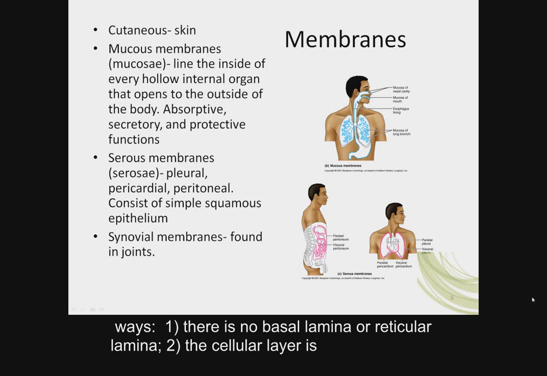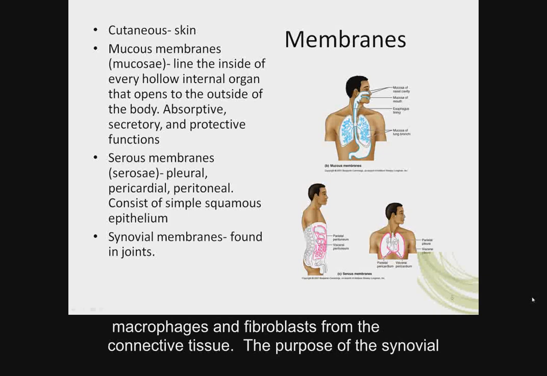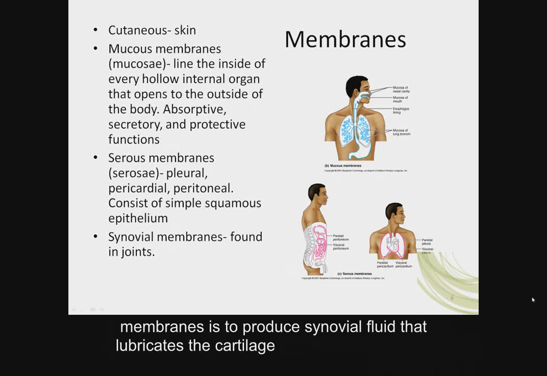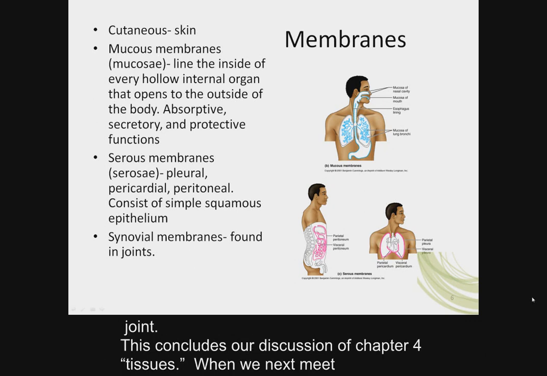1. There is no basal lamina or reticular lamina. 2. The cellular layer is incomplete with gaps between cells. 3. The, quote, epithelial cells are derived from macrophages and fibroblasts from the connective tissue. The purpose of the synovial membranes is to produce synovial fluid that lubricates the cartilage found in the joint, distribute oxygen and nutrients, and cushions the joint.